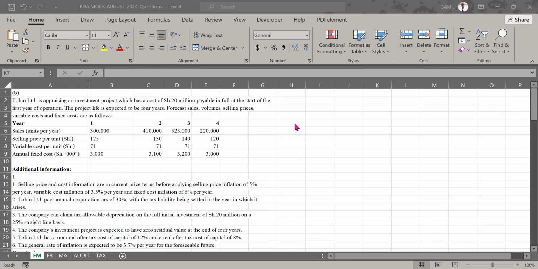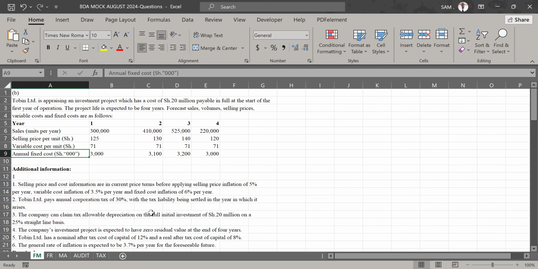So now, if we look at that question, the way it is starting to give us the information. We have the sales units per year. We've read them, the amounts: 300 year one, 410 year two, 525 year three, then 220 in year four. We have selling price per unit, year one, 125 and all that. Variable cost per unit is also given. Annual fixed cost is also given, and annual fixed cost is given in thousands. You see the bracket part there?